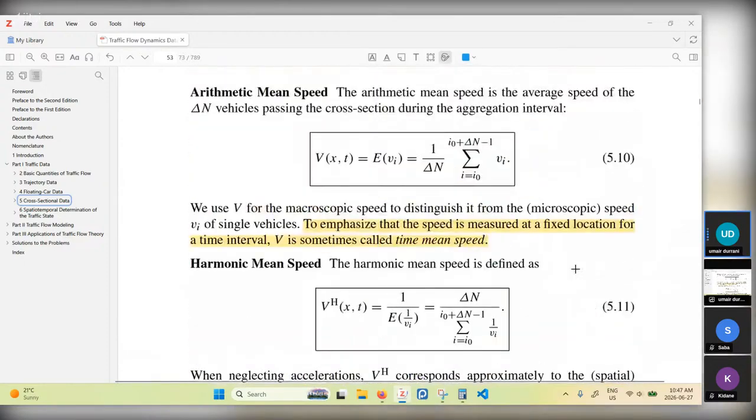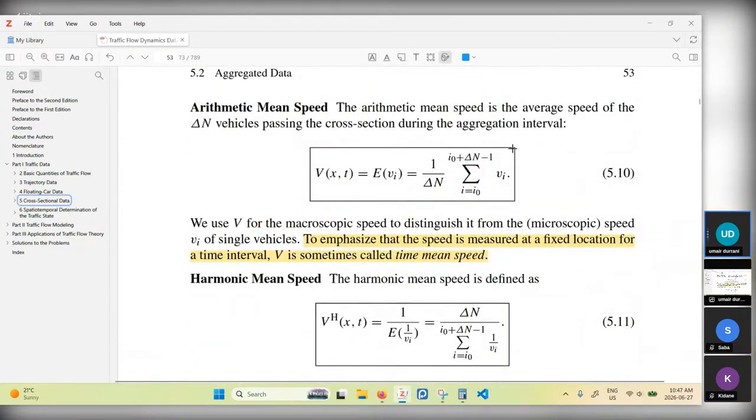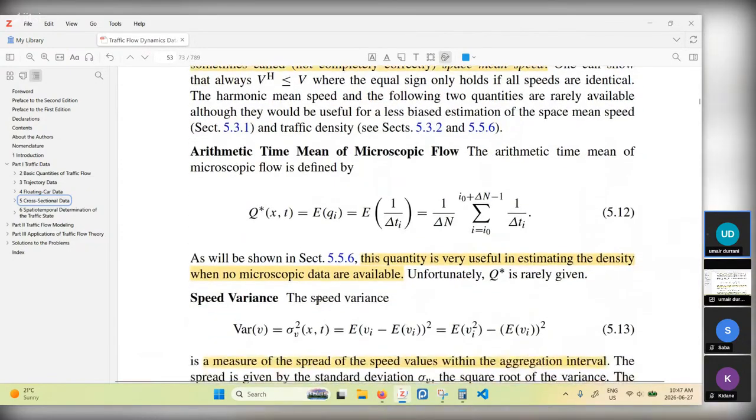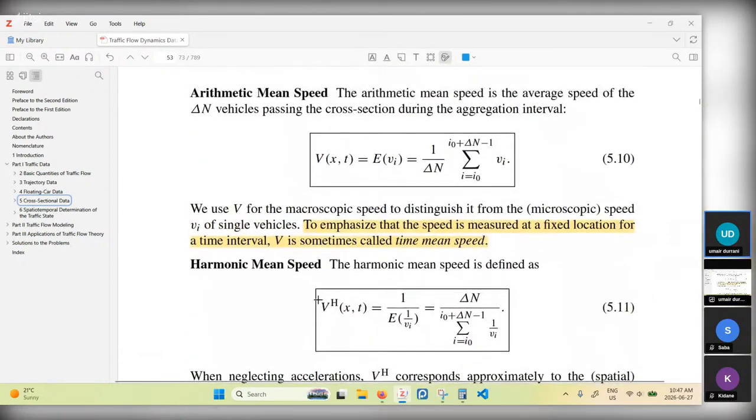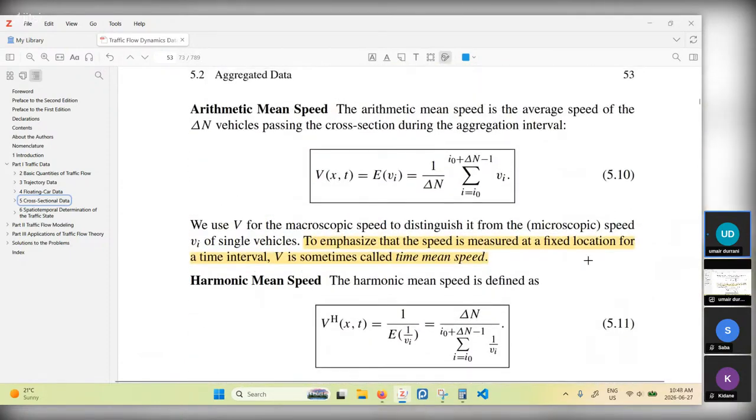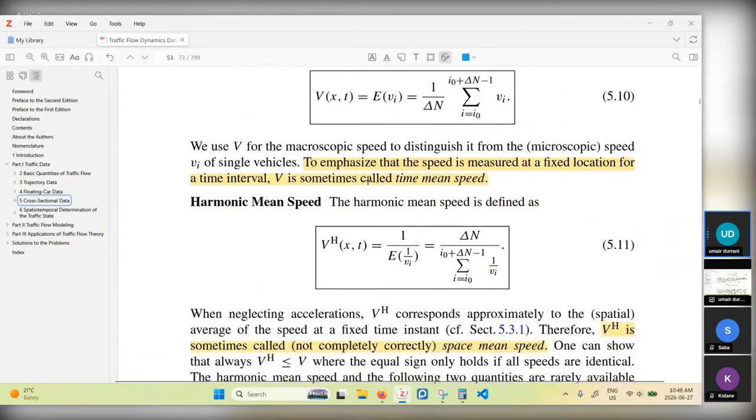But it mentions here that other than the traffic flow, occupancy, and arithmetic mean speed, these variables may not be sent. So not all vendors send this information to the traffic control center, but some do. So arithmetic mean speed is simply the average of the individual vehicle speeds that the detector is observing. That's why we take the sum of all the vehicle speeds divided by the total number of vehicles. And here it says to emphasize that the speed is measured at a fixed location for a time interval. V is sometimes called time mean speed.